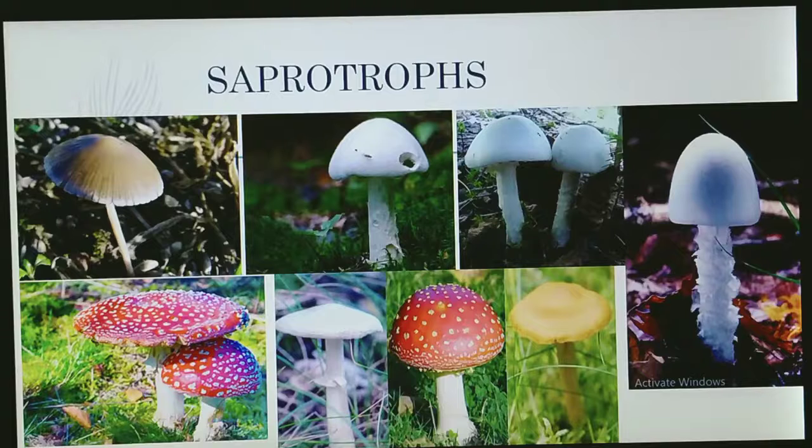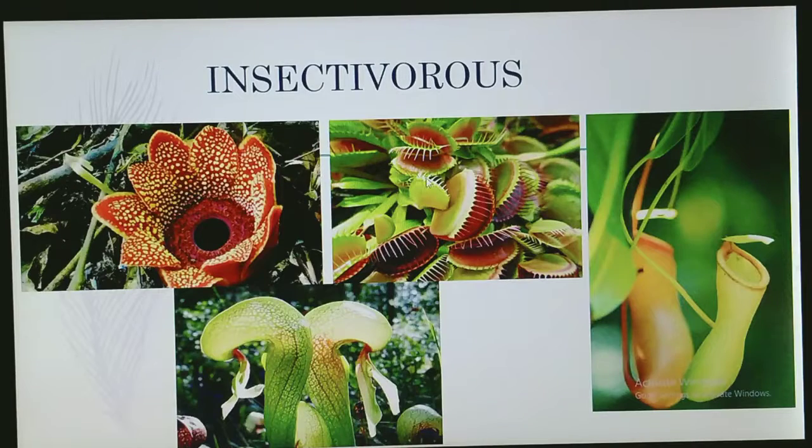The fungus that you see on leather clothes, breads or pickles during the rainy season is also a kind of saprotroph. You can see various pictures of it as examples of saprotrophs. These are not just one kind, there are different and various kinds of mushrooms and molds present in this environment. The next mode of nutrition is insectivorous.